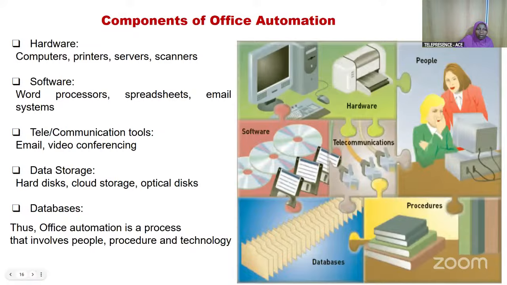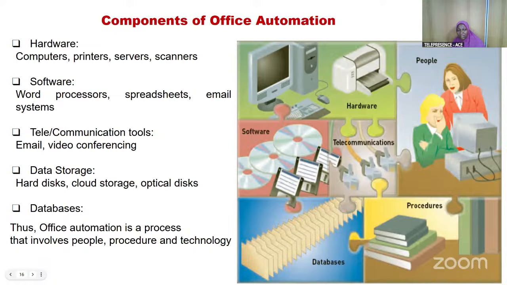So a typical office automation will comprise hardware, software, telecommunication tools, and also data storage facilities, including databases. What we're saying in essence is office automation is a process that involves people, procedure, and technology.